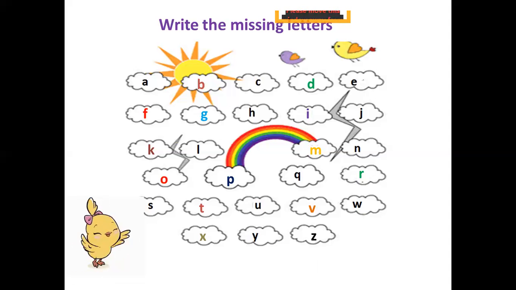Letter Z. Well done. Now look here to make the sounds. S, sun. T, train. U, uniform, or umbrella. V, van. W, watch. X, X-ray. Y, yellow. And Z, zebra. Okay, let's repeat it.